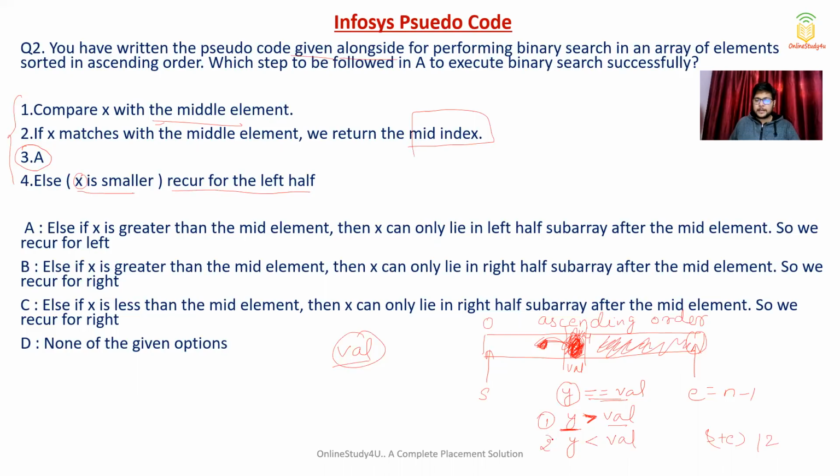Contrary to this, in the second case, if this value y is less than val, then obviously my val will be greater than these elements as well. So we have to search in this direction now. So the third thing we need to do: else if x is greater than the mid element, then x can only lie in the right half of the mid element. So we recur to the right. So B is the correct option. So this is the entire binary search.